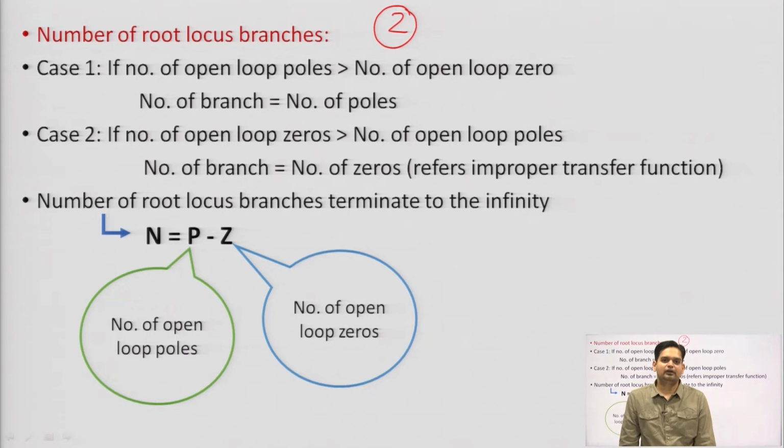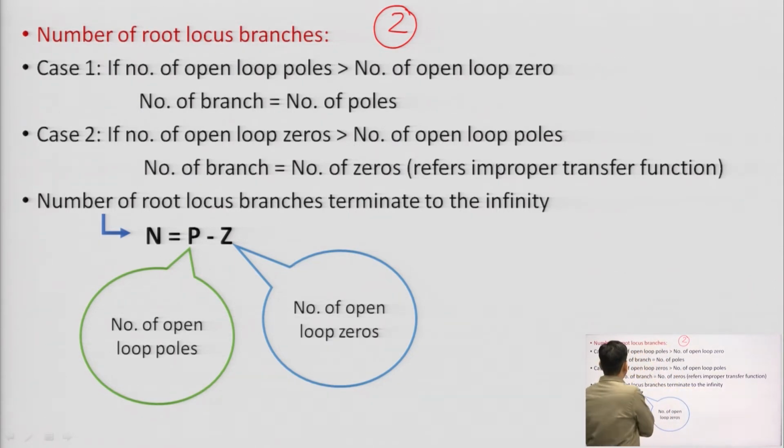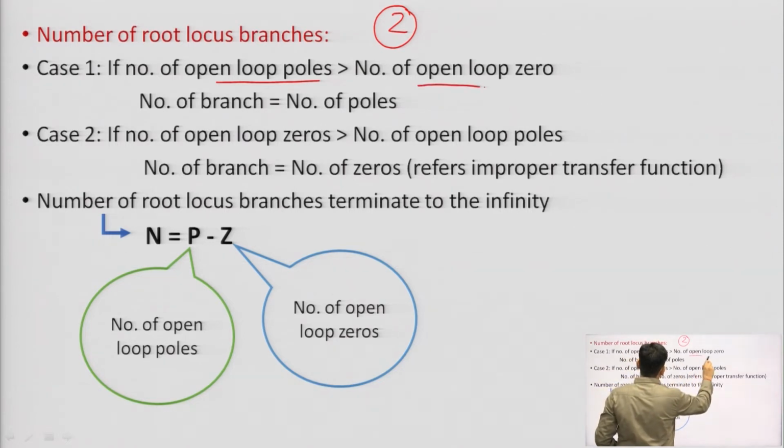So, basically our open loop poles will vary from k equal to 0 to infinity and terminate at open loop zeros. It means it will follow a certain path, and that path will be the branch of the root locus. So, how many branches will the root locus have? We need to calculate this from this method. That is, we need to calculate the open loop poles and the open loop zeros.